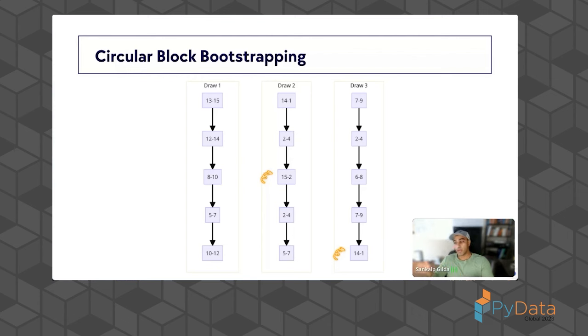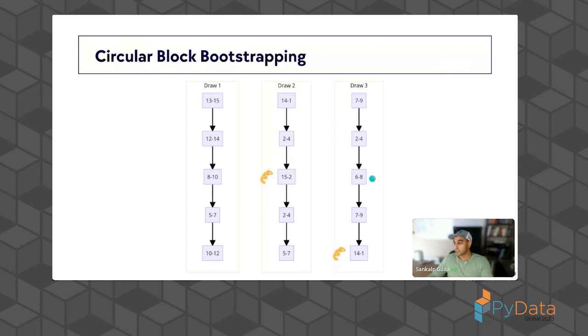So here, via arrows, I've tried to point out those specific blocks. So 15 to 2 in draw 2: you start at index 15 and then you loop all the way around to 1 and 2, while keeping the block size of 3 constant. Same thing in draw 3. We start at 14, we go to 15, and then we go to 1. The second we reach the block size of 3, we stop.